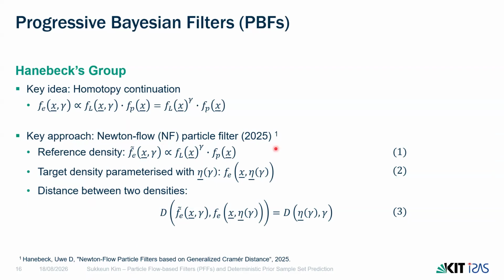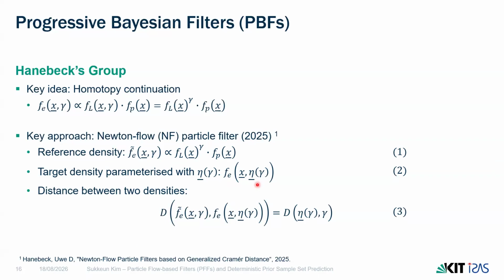And what we want to do is, well, at the end of the day, what we really need for the estimation is the posterior density, how the posterior will look. But the problem is we don't really know the posterior. So what we want to do is define the reference density here, F tilde, as the homotopy equation: the likelihood to the power of gamma times the prior. And then we want to define the target density, which would be the posterior density maybe, as F_e, but parameterized with the parameter eta here.